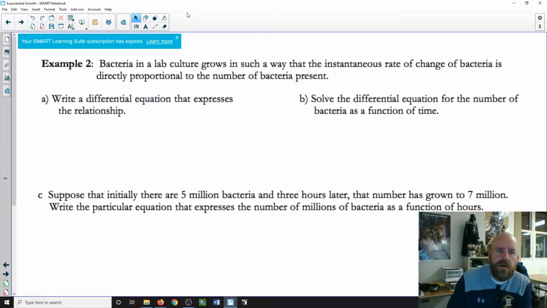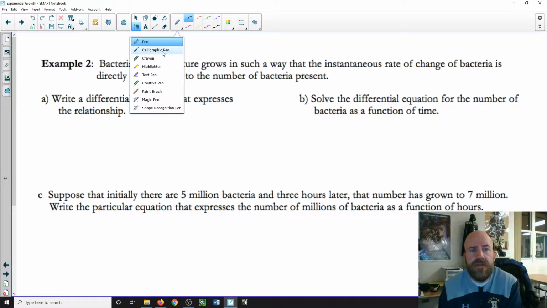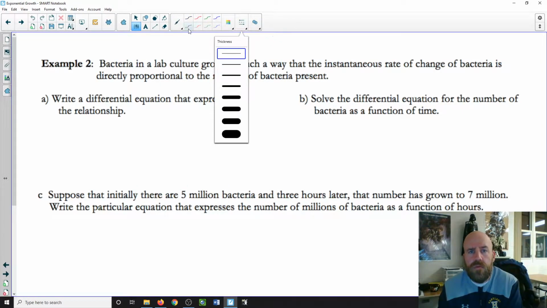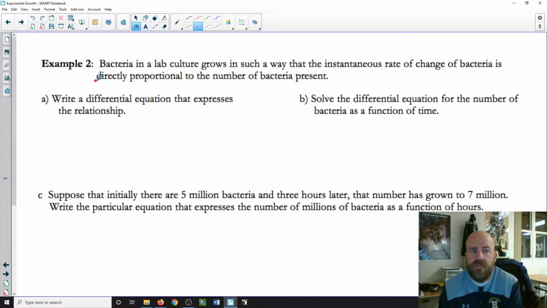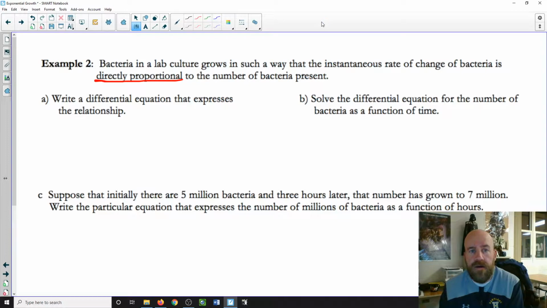Alright, so here we go with the second example for exponential growth. Bacteria in a lab grows in such a way that the instantaneous rate of change of bacteria is directly proportional to the number of bacteria present. When we are looking at these problems, remember, we're looking at these words: directly proportional. This means that we're going to use exponential growth. So on the AP test, in college, whenever you see this, we're talking about exponential growth.